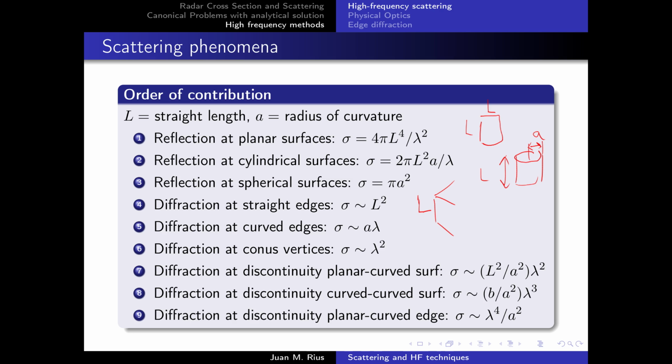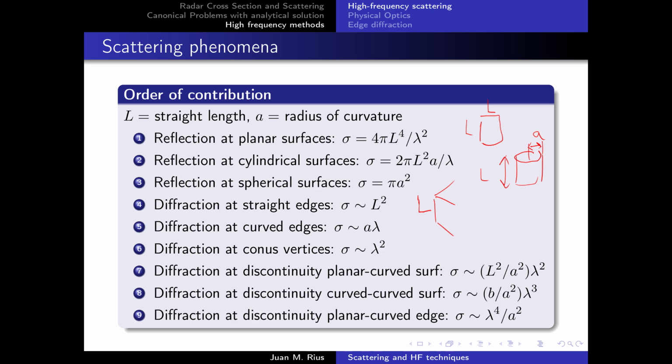Okay? So in practice, I want to stress that we can obtain very reasonable results accounting only for surface reflection, planar and cylindrical or spherical surface reflection, and diffraction at straight edges or curved edges also. I integrate along the edges, so I implicitly also account for curved edges, so the effects 1 to 5 in practice, and ray tracing, and this is often enough.